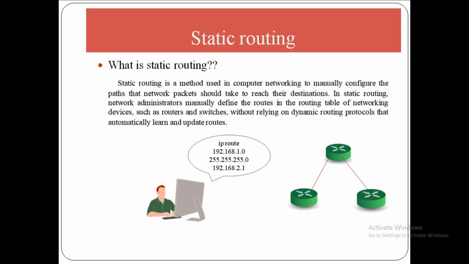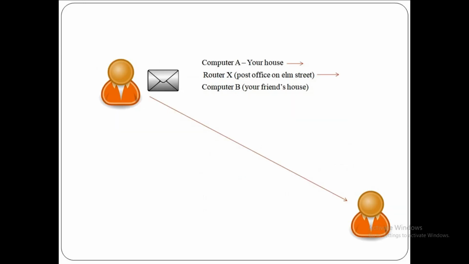Static routing is a method used in computer networking to manually configure the paths that network packets should take to reach the destination. In static routing, network administrators manually define the routes in the routing table of networking devices such as routers and switches without relying on dynamic routing protocols that automatically learn and update the routes. Let's break down this definition and understand it using an example.